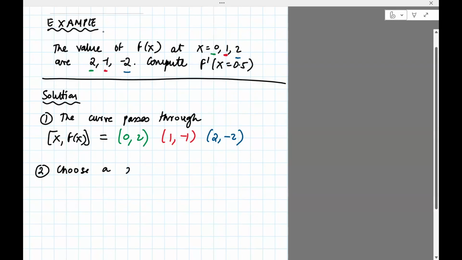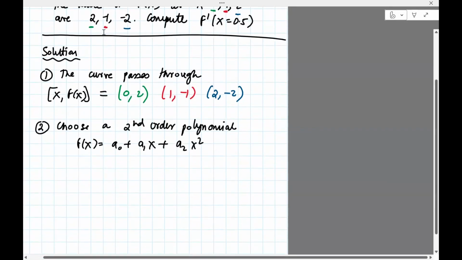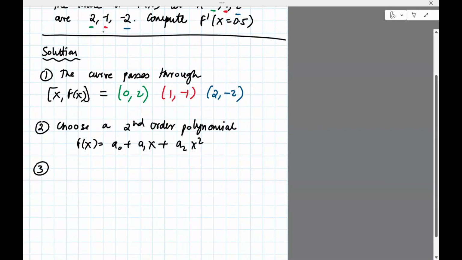So the polynomial is f of x equals a0 plus a1x plus a2x square. Next, we substitute those 3 values. So first we have x is 0. So a0 plus a1 times 0 plus a2 times 0 equals a value of 2. So it's clear from here that a0 is 2.